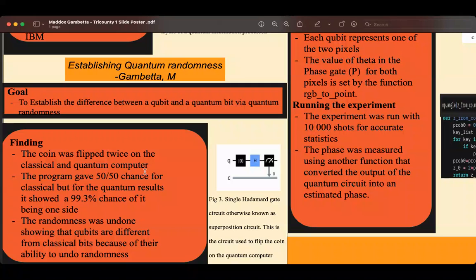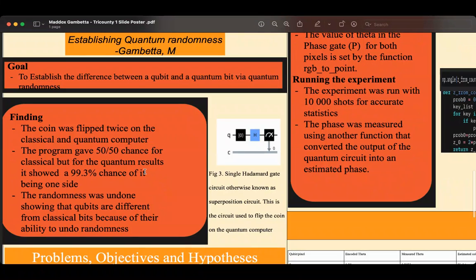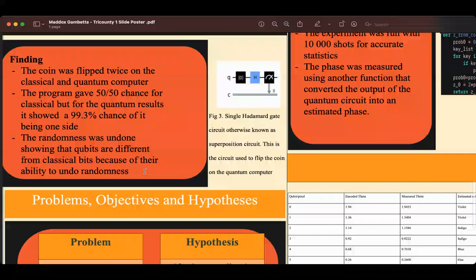What this means is that for some reason, qubits can undo randomness, therefore making them different from their classical counterpart bits. The figure on the right represents the single Hadamard gate circuit, otherwise known as the superposition circuit. This is what I used to run the program of flipping the coin.